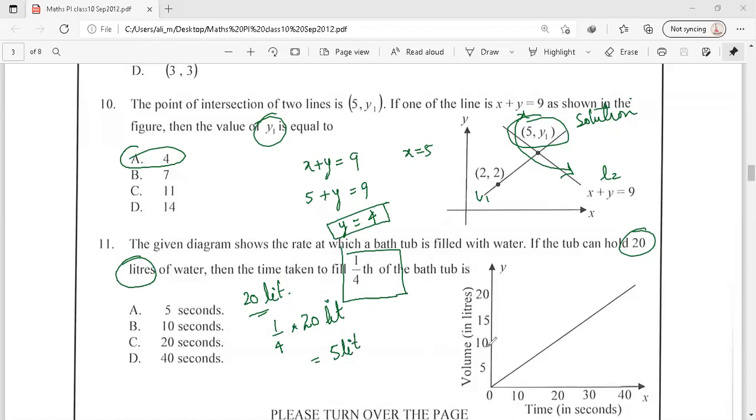So let's find the time from the graph. To fill one fourth of its capacity, that is 5 liters, the tub will take around 10 seconds. So option B is the right answer.